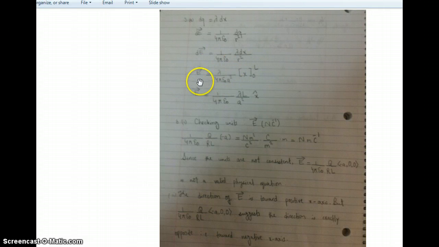Doing the integration, E vector equals lambda over 4 pi epsilon naught a squared times the integration of dx with respect to x, which is x, and its lower limit is 0 and the upper limit is uppercase L. E vector equals 1 over 4 pi epsilon naught times lambda times the length of the cylinder over a squared, and the direction is the unit x vector.